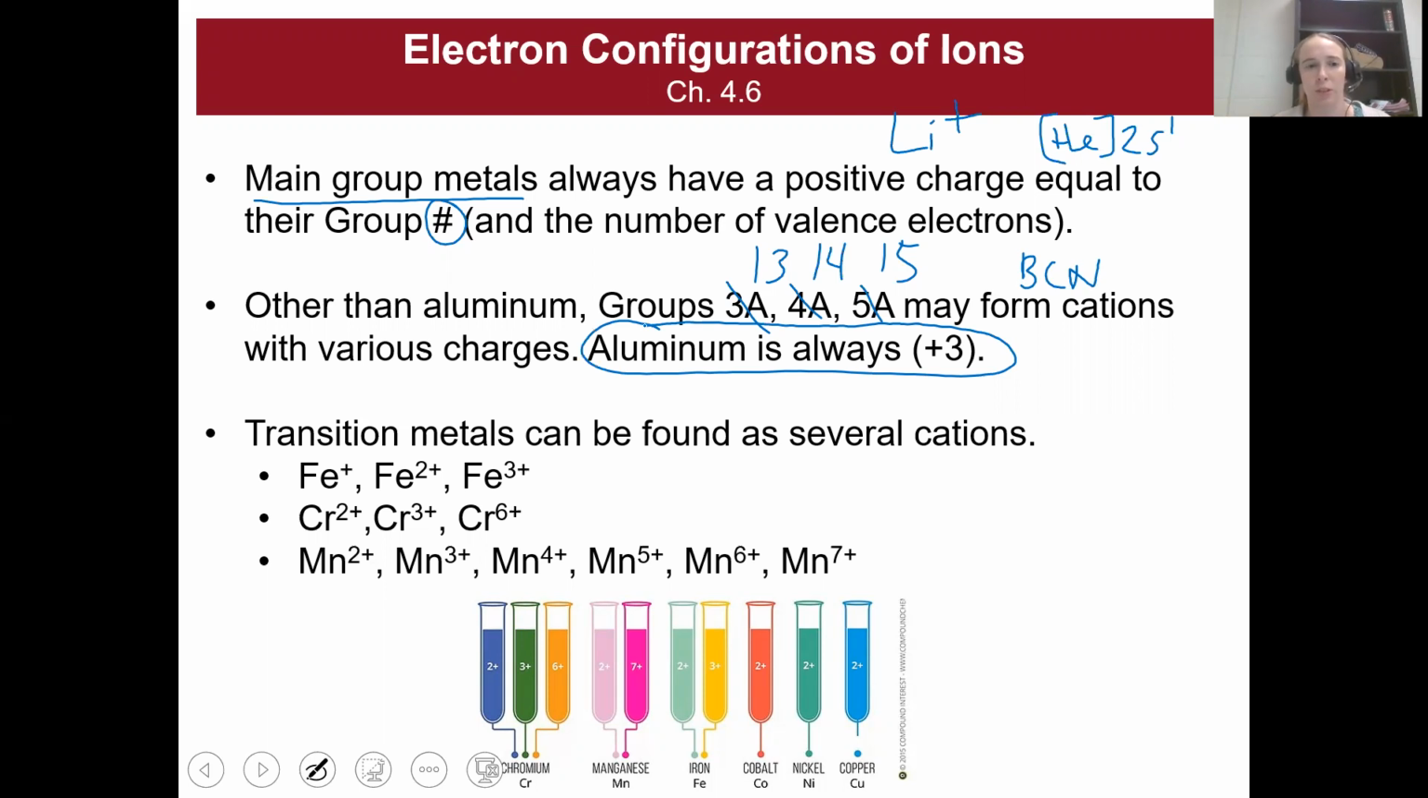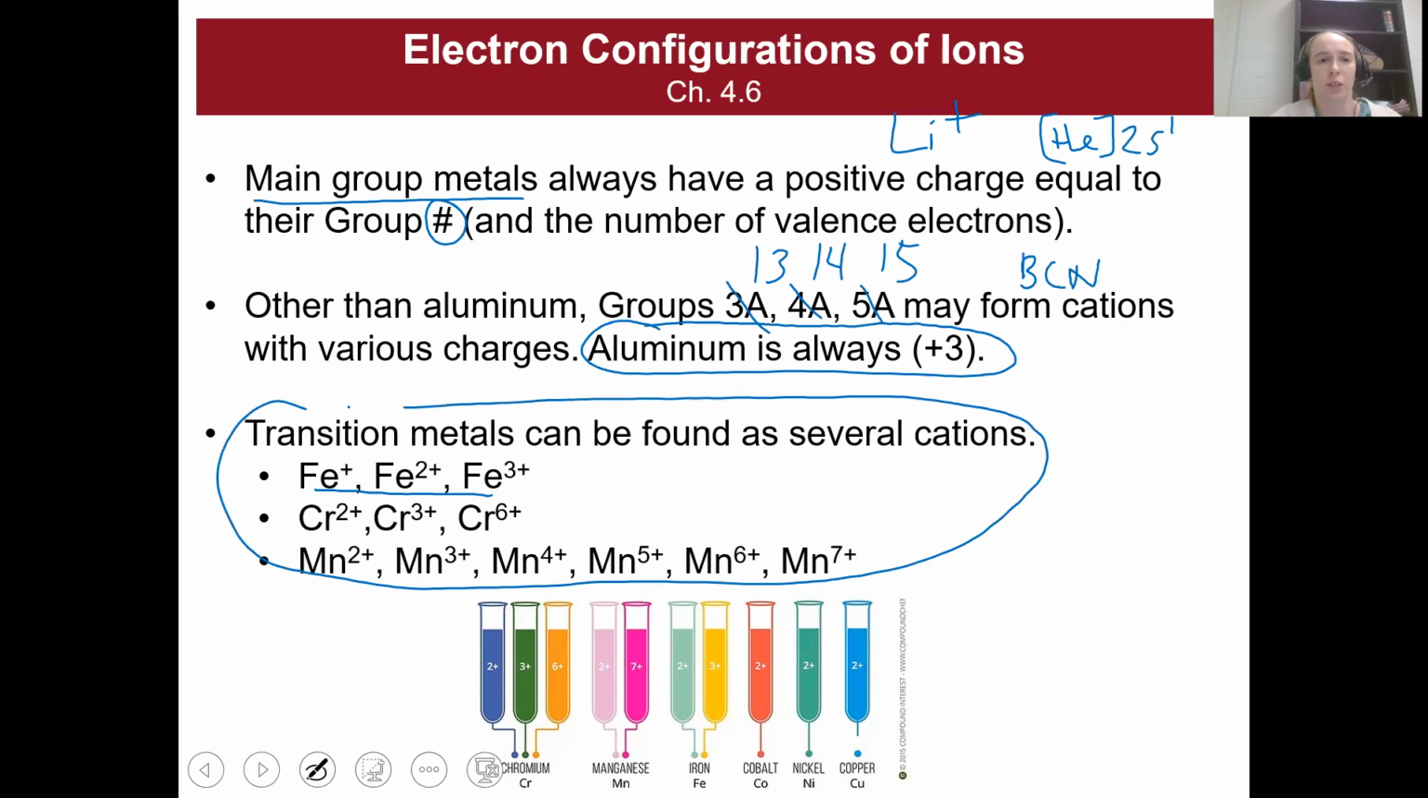Aluminum, it's always +3. And like we just saw from the electron configuration of iron, transition metals can be found as several types of cations. They can have lots of different charges in nature, because their electron configurations allow them to be kind of flexible. We take away those 4s electrons and we get one type of ion, but then we keep taking away d electrons and we can get half-filled subshells or something like that. So that's why we have various forms of transition metal cations.